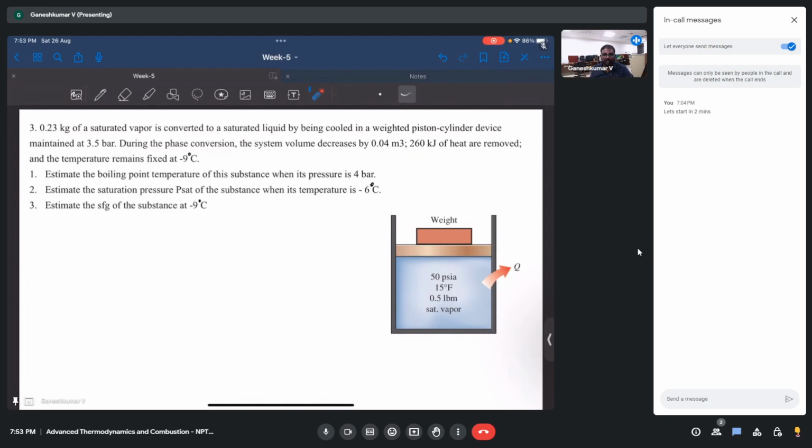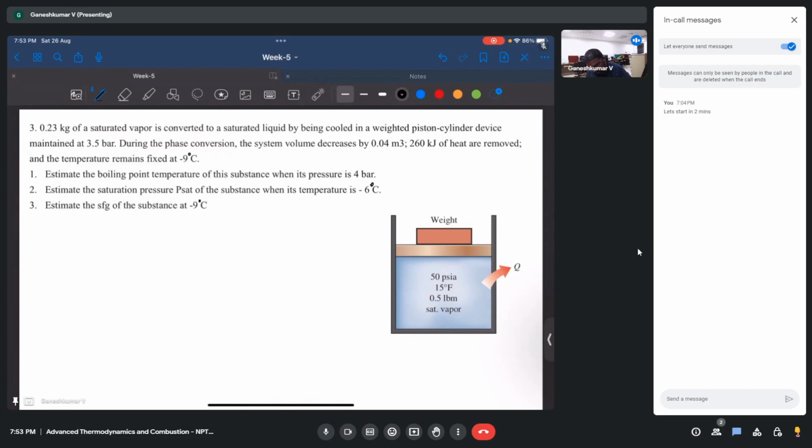So basically what they are trying to say is this 260 kilojoules of heat is nothing but HFG, right? The energy required, or energy gained, when converting saturated vapor to saturated liquid. They are telling us the temperature remains fixed at minus 9 degrees Celsius. That is known because it's a phase change.